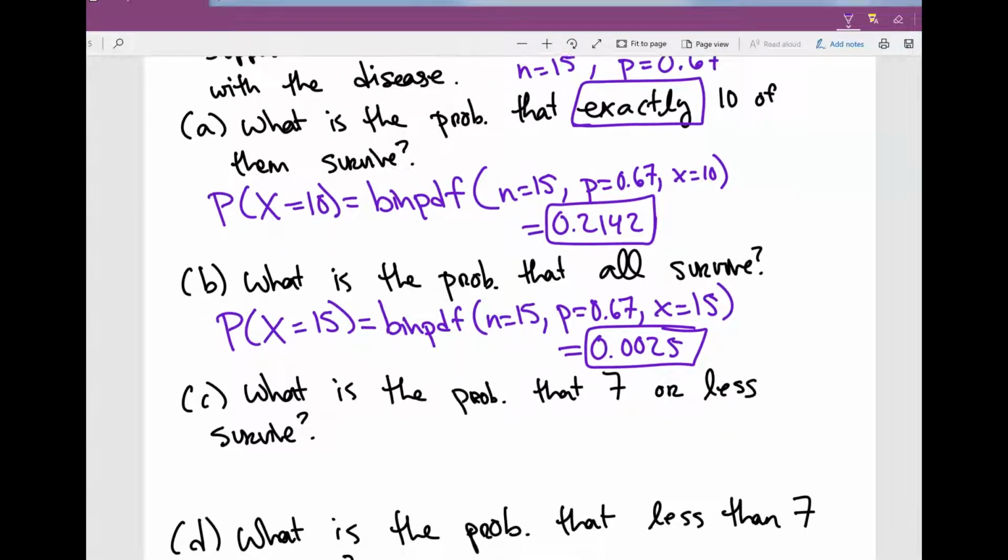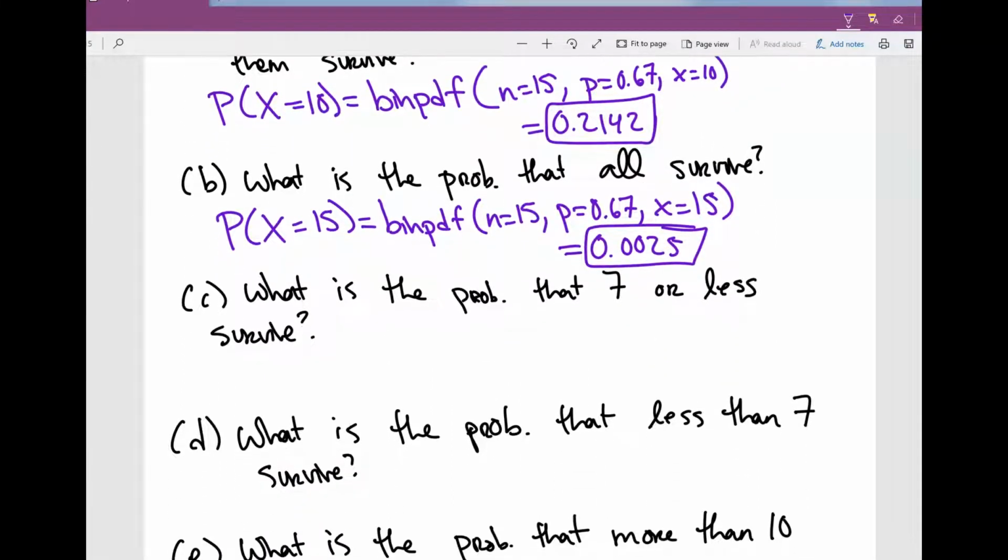Now we're going to go to the next one. It says, what is the probability that 7 or less survive? So now we have 7 or less. We definitely want a less than here. That's a less than symbol. Now, are we including the 7? Yes, because it's going to be either 7 or everything that's less than. So 7 or less is going to be less than or equal to.